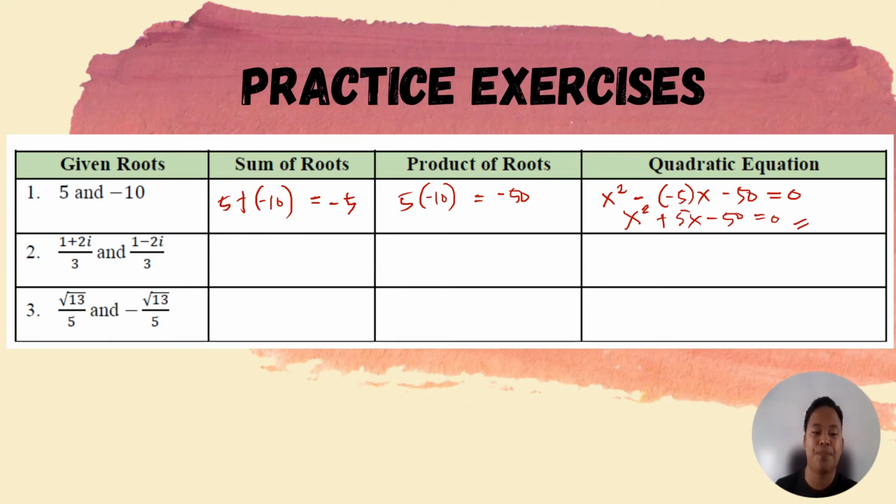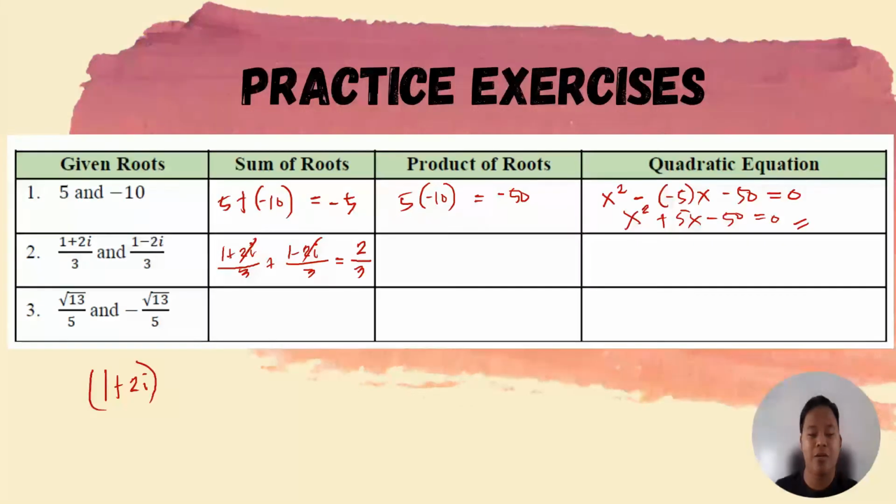For number 2, we're going to add 1 plus 2i over 3 plus 1 minus 2i over 3. So, the 2i cancels since 2i minus 2i is 0. Therefore, we are going to add 1 plus 1, 2, and copy the denominator. 2/3 is our sum. And for the product, we have 1 plus 2i. So, we're going to use the product of the sum and the difference of binomials.